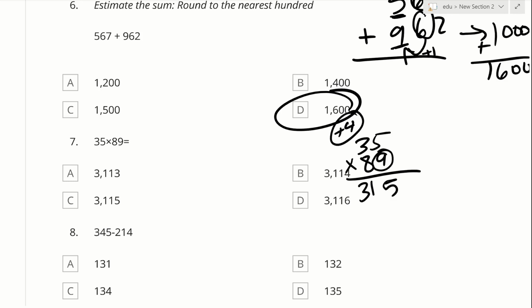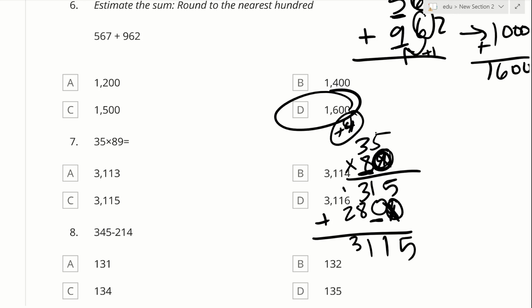Now that I've finished multiplying this 9 by the 5 and the 3, I'm going to put a 0 here, because we're starting to multiply from the tens place now. So I'm going to start from here. 8 times 5 is 40. I put the 0 here and the 4 up top. 8 times 3 is 24, plus 4 is 28. I'm going to add these together. 5, 1, 11, 1 up top here, 3,115.